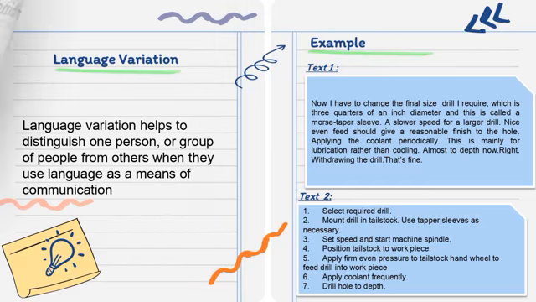For the next step is language variations. Language variation helps to distinguish one person or group of people from others when they use language as a means of communication. In this video, I have two examples of language variation. For the first, a paragraph, and for the second, a procedure text. Here we can know that language has much variation.